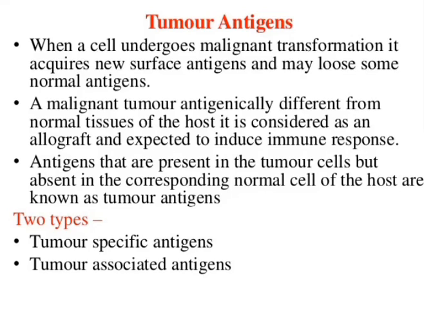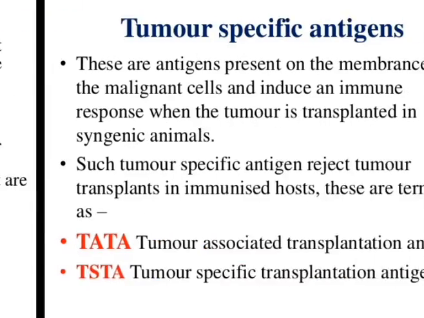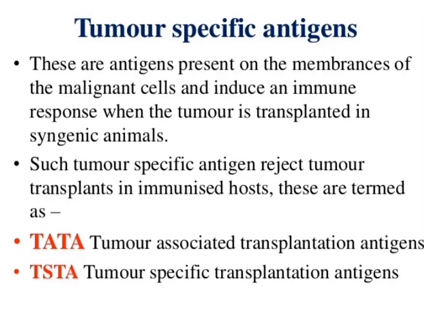The antigens that are present in the tumor cells but absent in the corresponding normal cells of the host are known as tumor antigens. Two types: tumor-specific antigen and tumor-associated antigen. Tumor-specific antigens are present on the membranes of malignant cells and induce an immune response when the tumor is transplanted in syngeneic animals. Such tumor-specific antigens reject the tumor transplant in the immunized host. These are termed tumor-specific transplantation antigens.